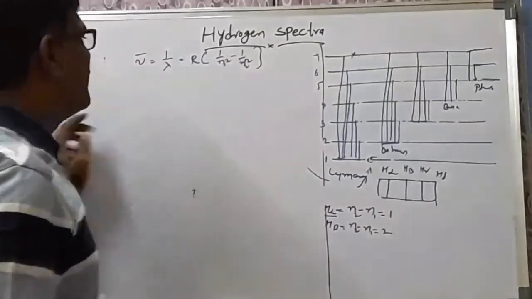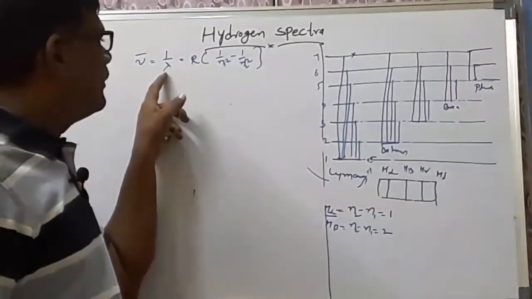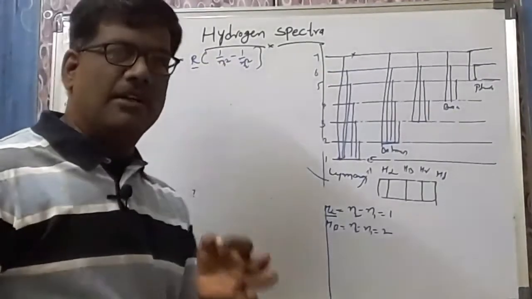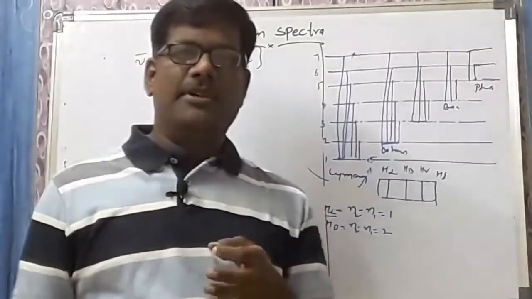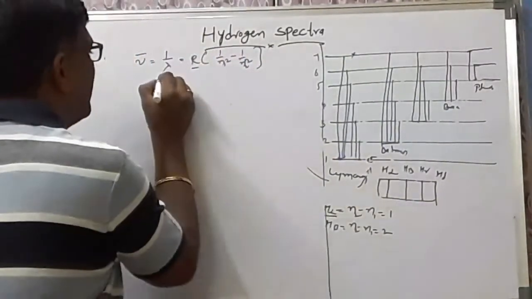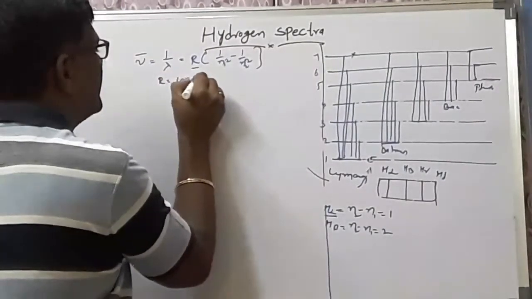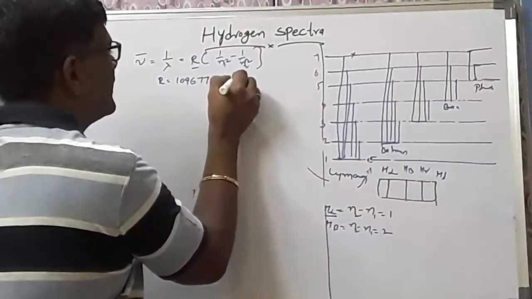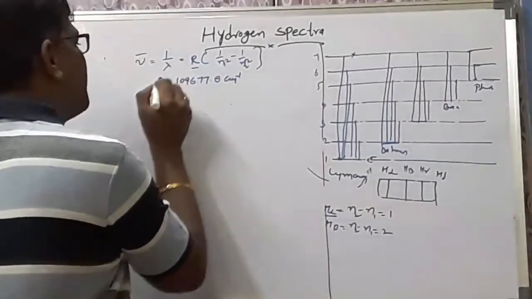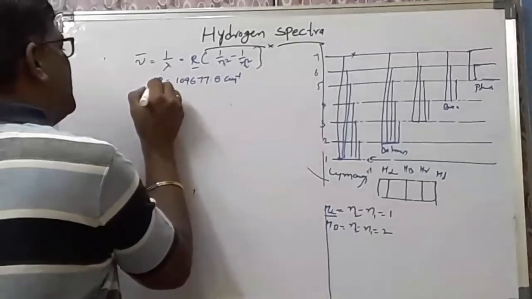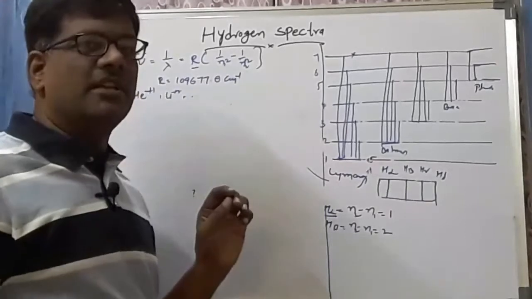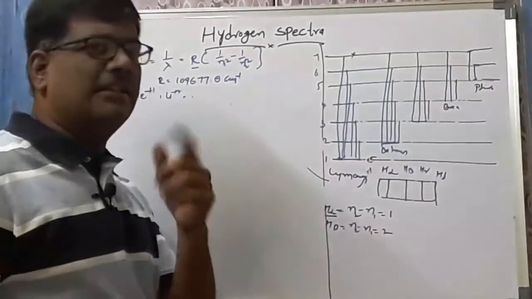This is the equation to calculate the wave number or wavelength of the series you are having, where R is called the Rydberg constant. What is the value of the Rydberg constant? Very important. The value of R is equal to 109,677.8, with units of centimeter inverse. It is also applicable for one-electron species like helium plus, lithium plus 2. Then this equation slightly modifies.